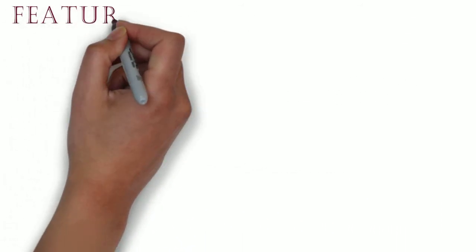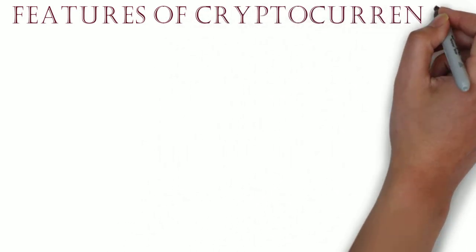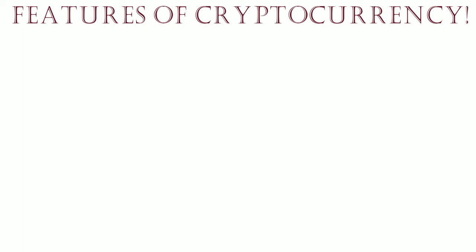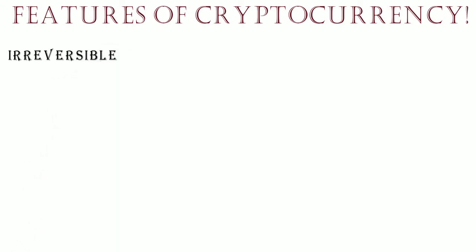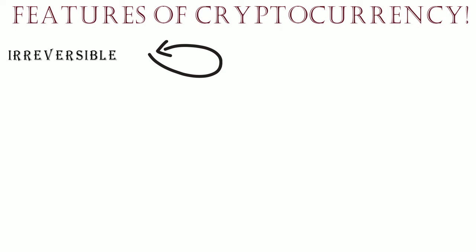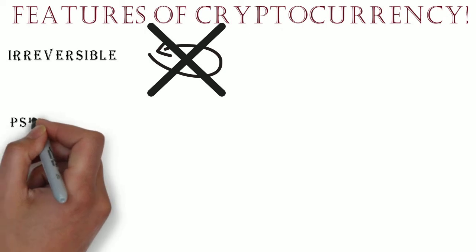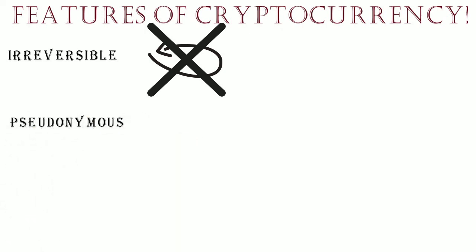Now, let's explore some of the features of this decentralized system. The most important feature of cryptocurrency is that it is not secured by people but rather by mathematics. Let's understand a few other features of cryptocurrencies. The first one is irreversible. After confirmation of any transaction, no one can reverse it. Literally no one, not even the inventor of this platform. The second one is pseudonymous. The transactions or accounts are not connected to real-world identities.